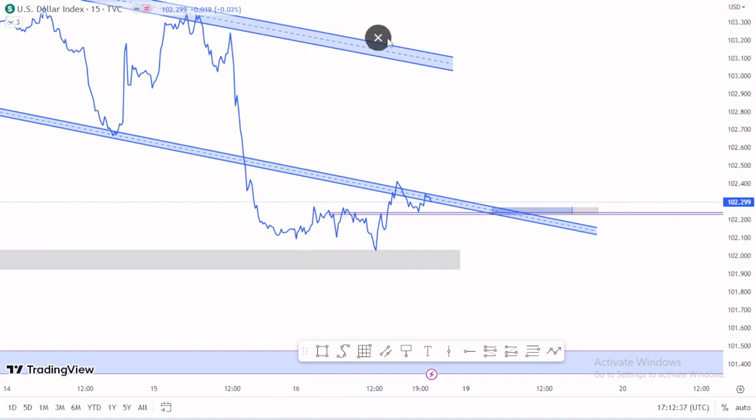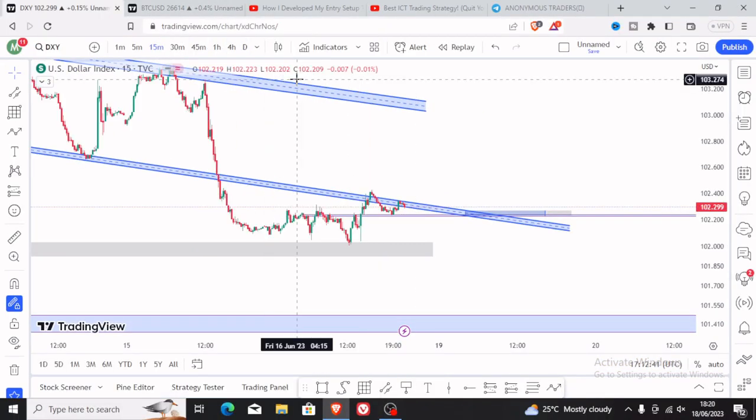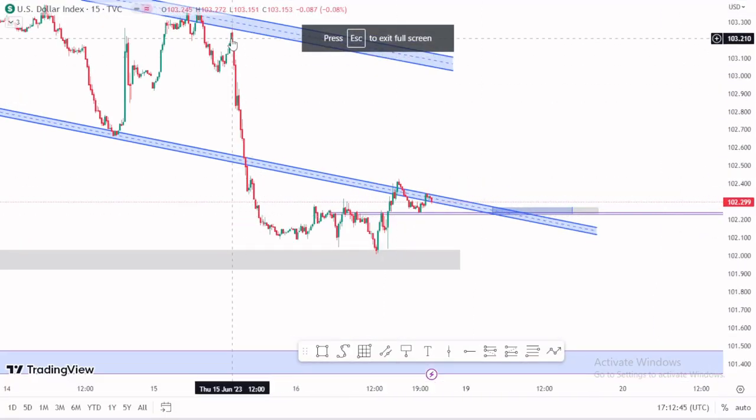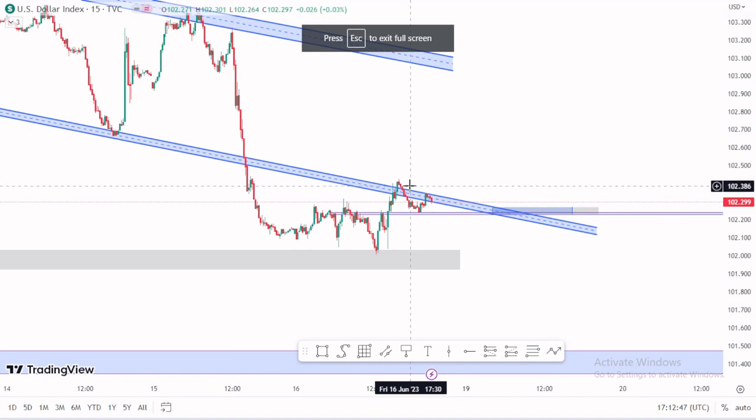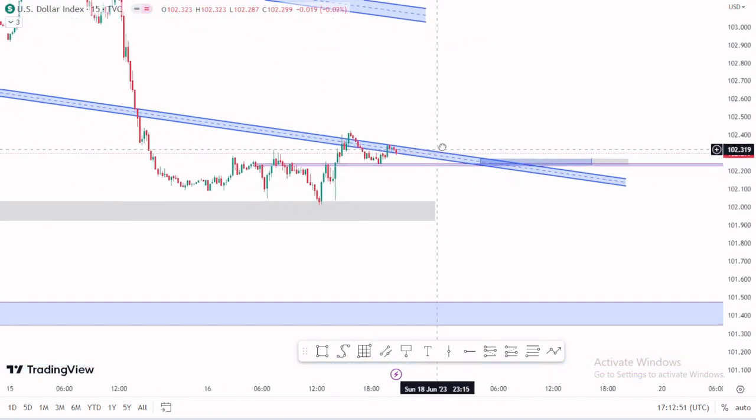Let me use the bar chart so that you can see clearly. Okay, there it is. So currently we saw this price just broke, then it made a retest right here. So what we are doing, we should be looking for selling opportunities from this range.